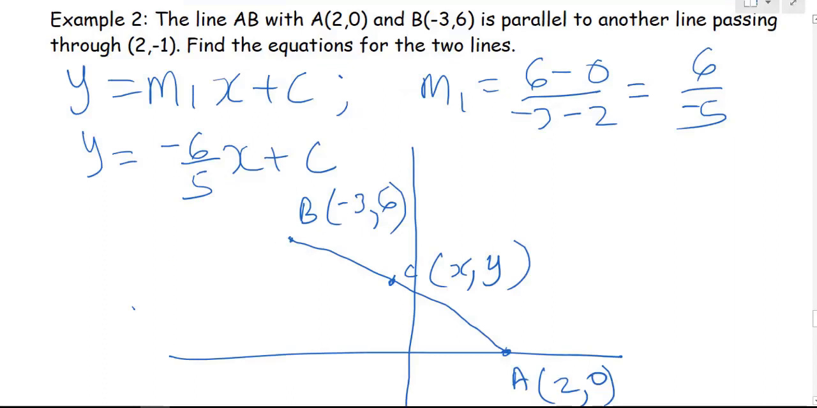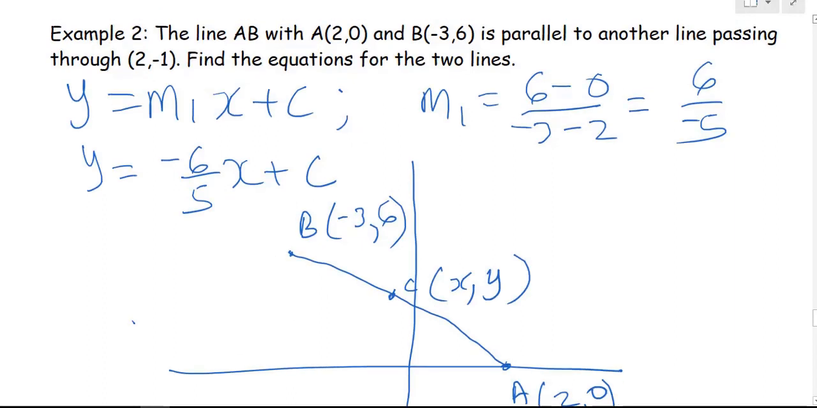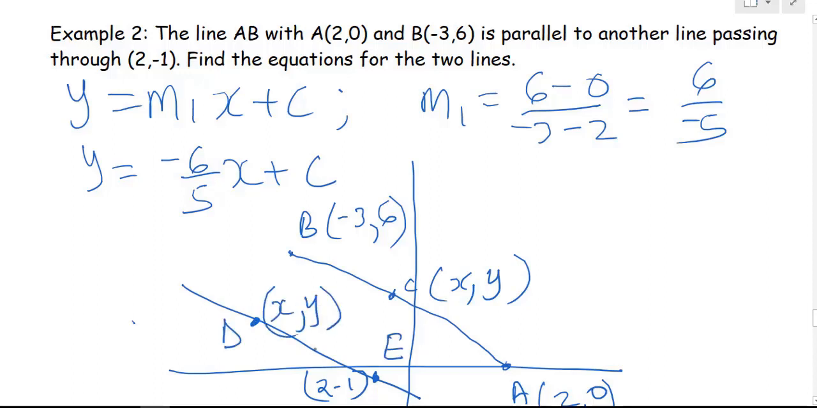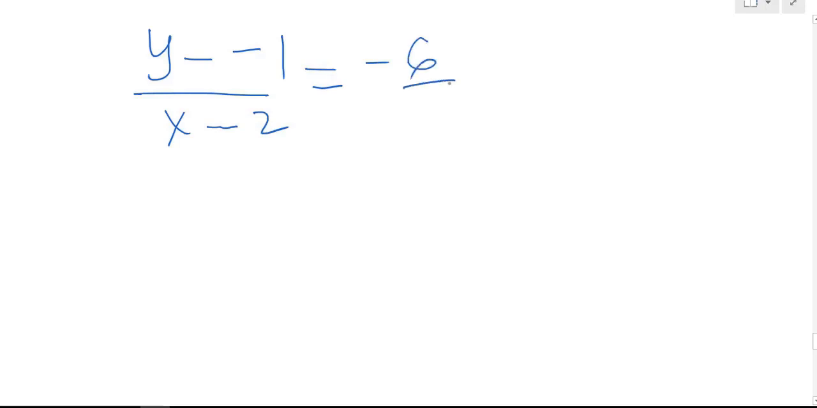We go back to the Cartesian plane we have drawn already, and we present the second line, and this second line is passing through the point 2, minus 1. Now we determine its equation, and again we have a general point here, call it (x, y). The line DE and the line AB are parallel, meaning that the gradients are equal. Therefore we have (y minus 1) over (x minus 2) is equal to minus 6 over 5.